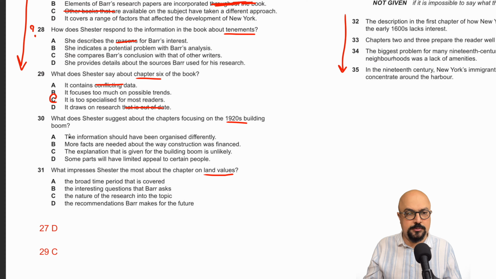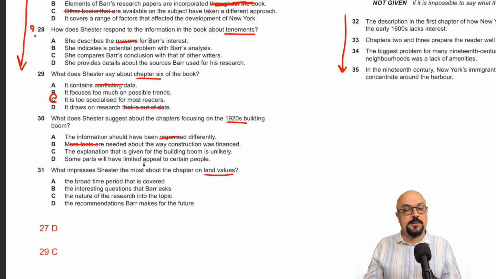So, the information should have been organized differently. It's not about the organization, really. She didn't complain about that. More facts are needed. No. The explanation that is given for the building is unlikely. Unlikely? There were no predictions. Some parts will have limited appeal to certain people. Whoa. This could be the answer? It was a tough question, really.